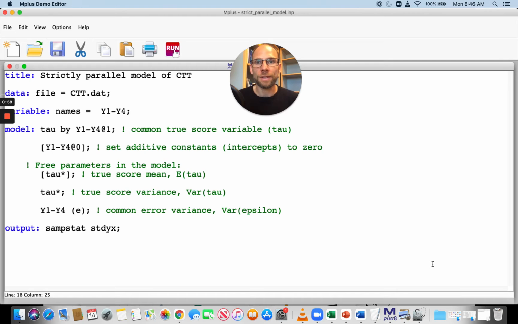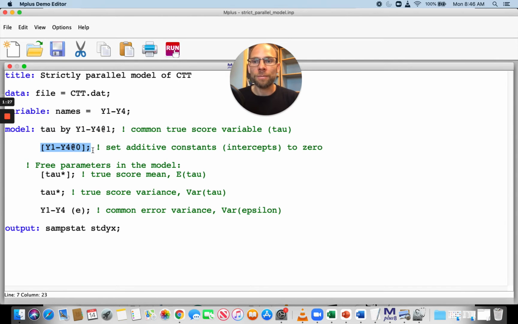I want to show you this for an example where I have 4 test score variables, y1, y2, y3 and y4, in my data set. In the model statement, I'm going to introduce a common true score variable that I call tau. That's a factor. The model of strictly parallel variables implies that all variables have equal loadings, so I'm fixing the factor loadings all to 1.